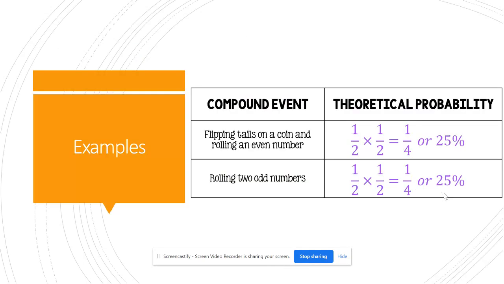So, a compound event: when we have flipping tails on a coin and rolling an even number, we're going to multiply. So we have 1/2 times 1/2 equals 1/4 or 25%. Then rolling two odd numbers, we'd have 1/2 times 1/2 equals 1/4 or 25%.